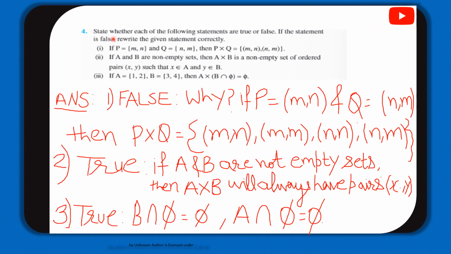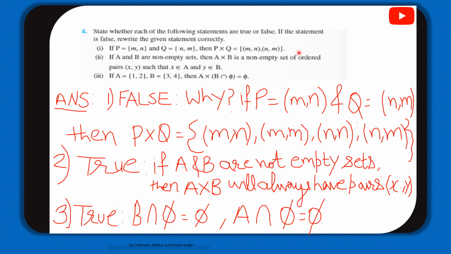Question number 4. State whether each of the following statements is true or false. If the statement is false, rewrite the given statement correctly. Number 1. If P is equal to {m, n} and Q is equal to {n, m}, then P multiplied by Q is equal to {m, n} and {m}.